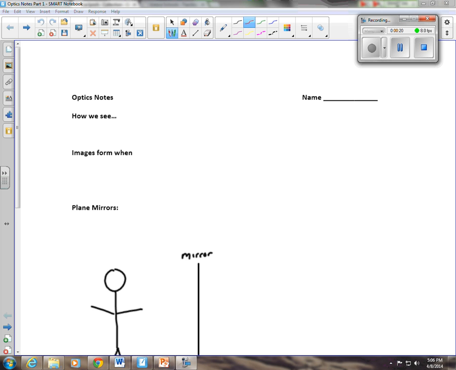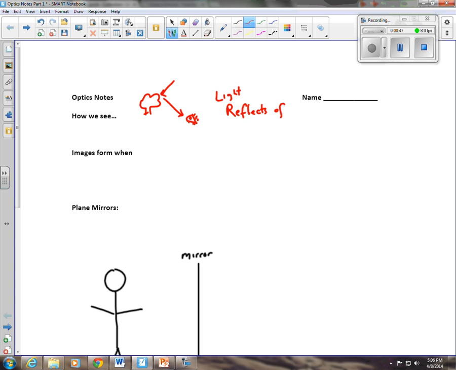Okay? So if I'm looking at, say, a tree, light reflects off that object, off of that tree, and into my eye. So I'm going to draw my eye here. This is the side view. Okay, so here's my eyelashes. Okay, there's my eye. The light is bouncing off the tree and into my eye. So I'm going to say light reflects off of objects into our eye.